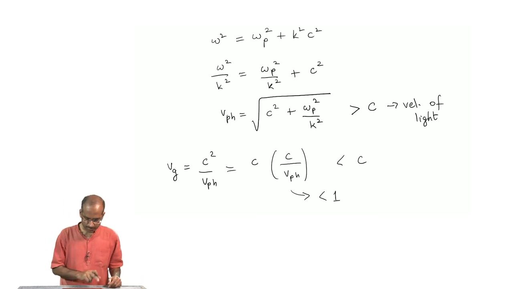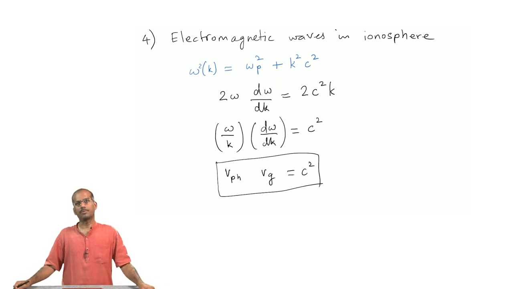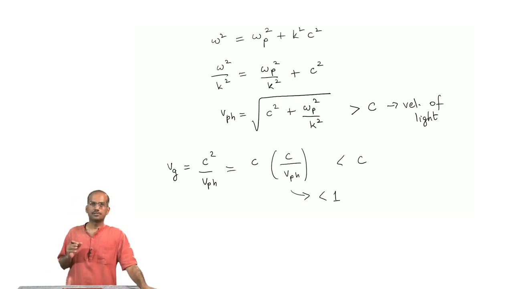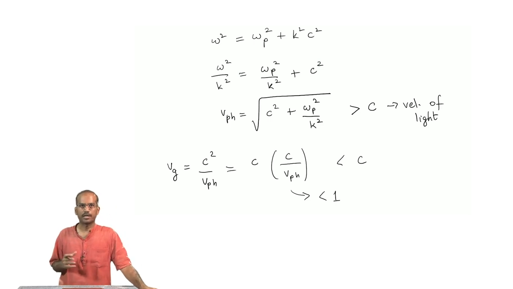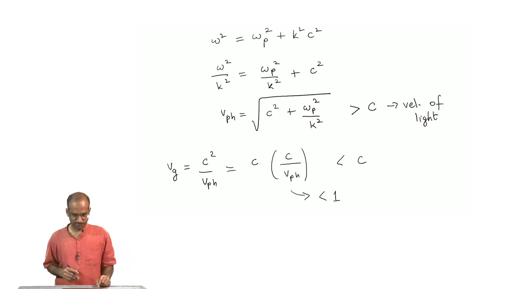So, this is an example of a dispersion relation for the case of electromagnetic waves in the ionosphere, for which the phase velocity is larger than the velocity of light, but the group velocity is smaller than the velocity of light. Since all the signals and information can be transmitted only at the group velocity, it does not violate any other principles of physics.